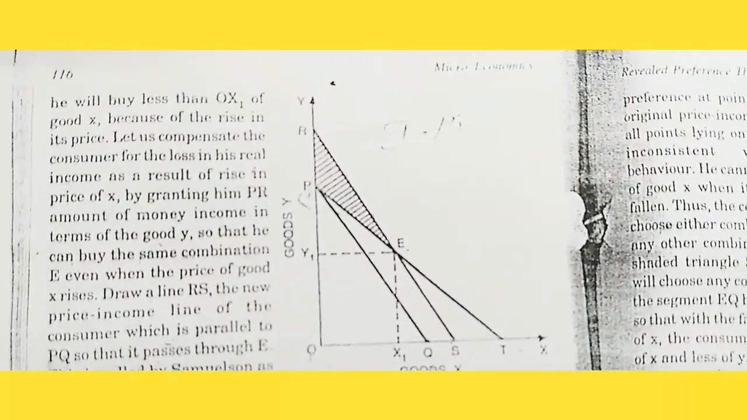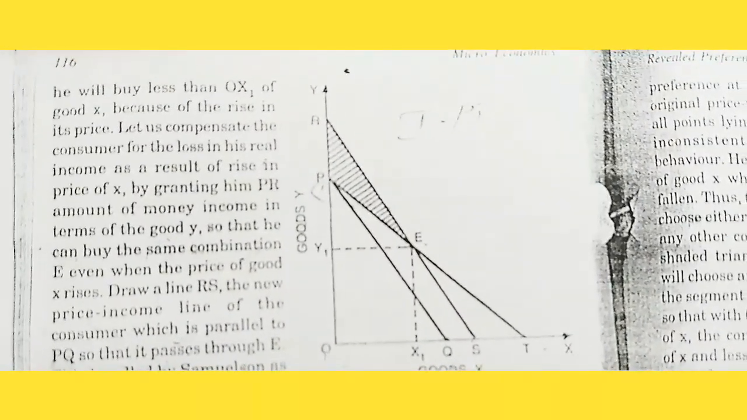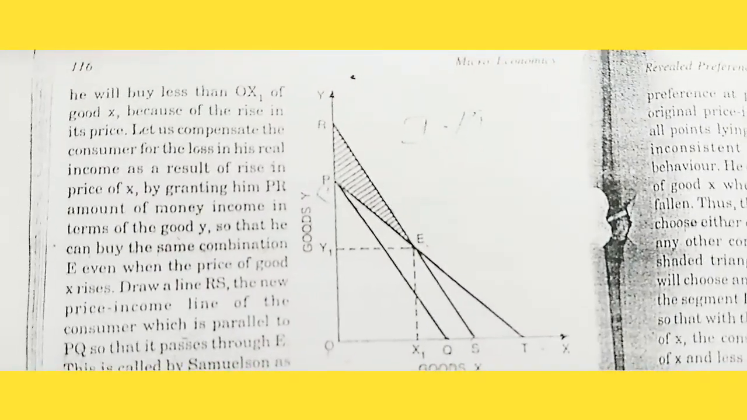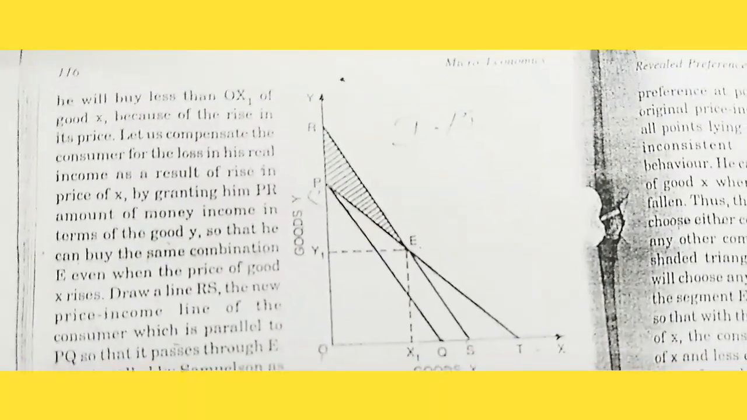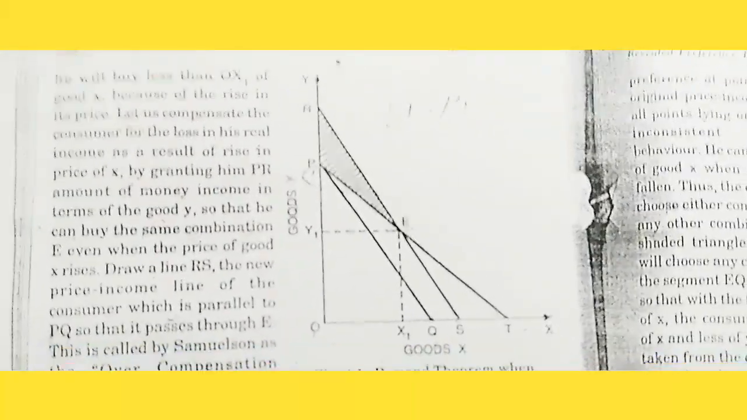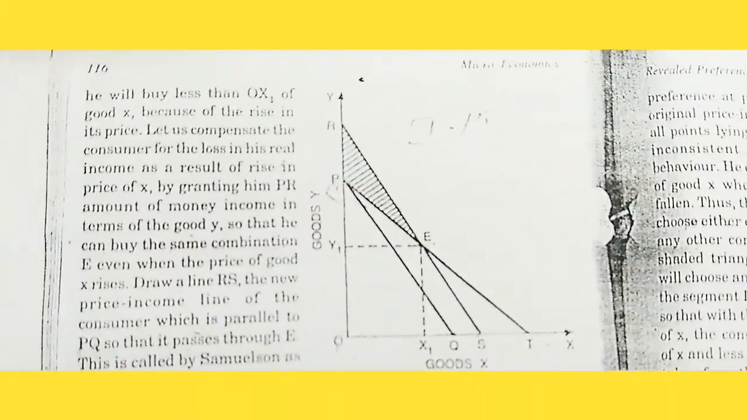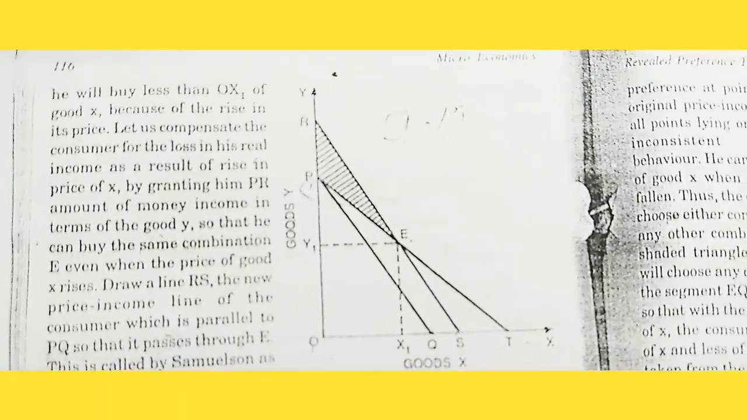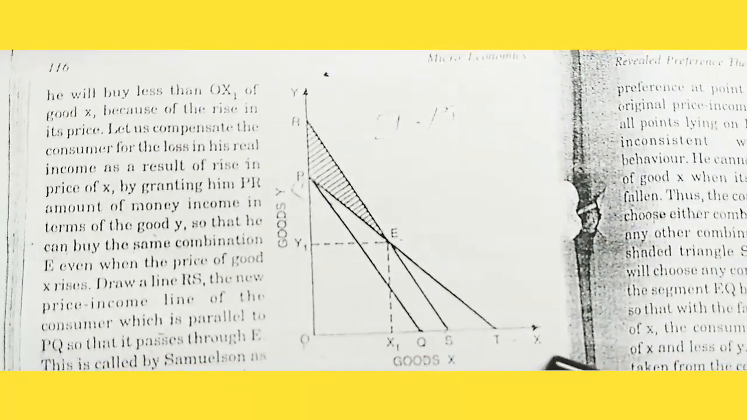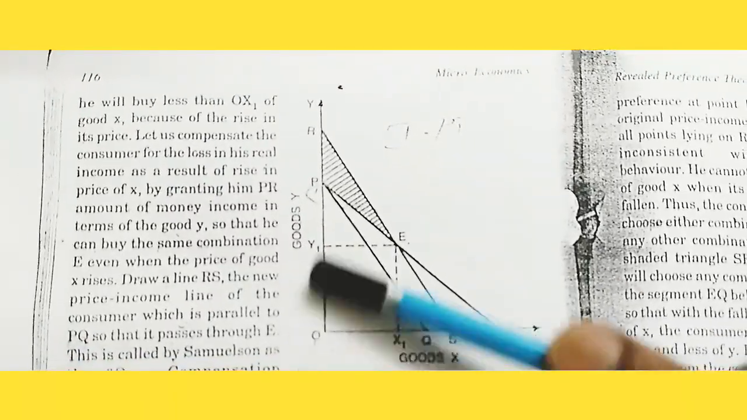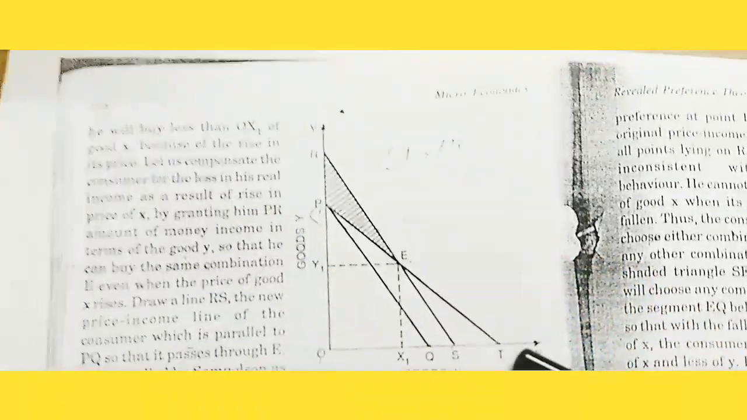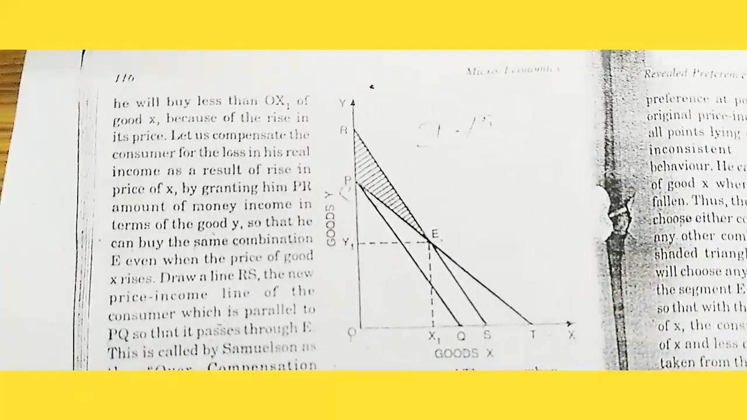Let's explain this theory with the help of a diagram. We can explain this theorem with an example. Suppose a consumer spends his entire income on the purchase of only two goods, X and Y. Further, suppose that his income in terms of good X is OT, and in terms of Y is OP. So PT is the price line or budget line.